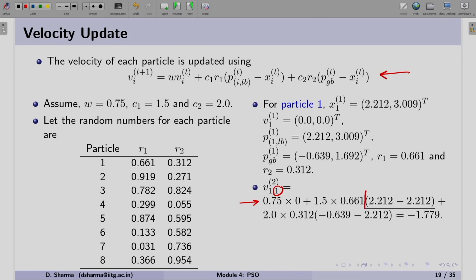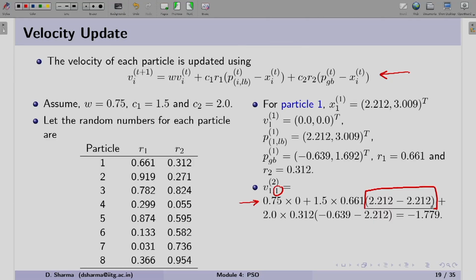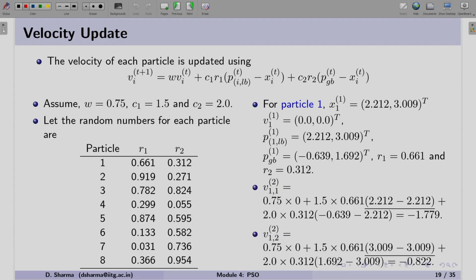Now, this particular part, as you can see, we have underlined. It is only to show that at iteration or generation number 1, the personal best, or the cognitive part, has no role, because the position of the particle itself is the local best of the particle. And then we have the social part at the last. Putting all together, we get the first component of the velocity of particle 1 as minus 1.779.